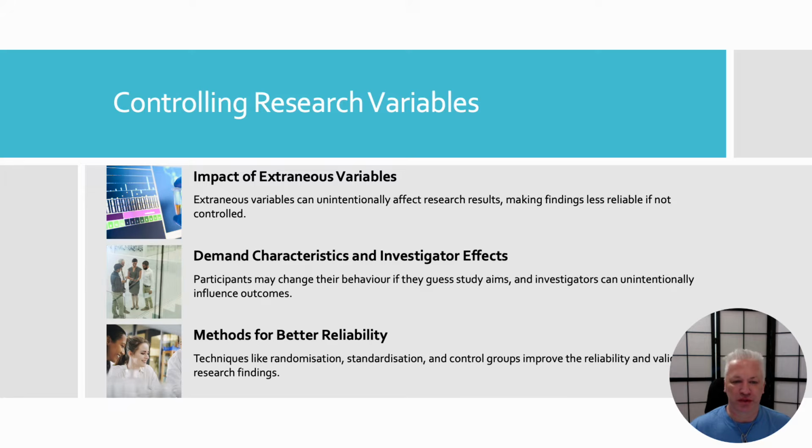Control groups. A control group is used as a baseline for comparison. Participants in the control group do not receive the experimental manipulation or receive a placebo instead. And that allows the researchers to determine whether changes in the DV are caused by the IV rather than other factors like time, expectation, or practice effects.